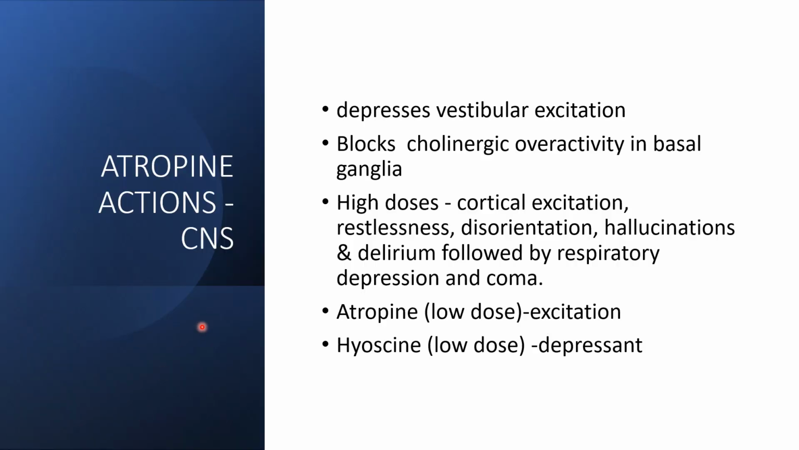Let's see the actions of atropine on the central nervous system. It depresses vestibular excitation and blocks the cholinergic overactivity in the basal ganglia. In high doses it causes cortical excitation, restlessness, disorientation, hallucinations and delirium, which is followed by respiratory depression and coma. In low doses atropine causes excitation, whereas hyoscine causes depression of the central nervous system.